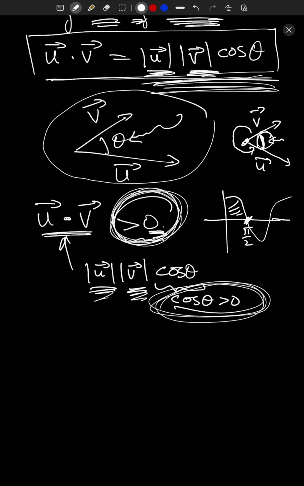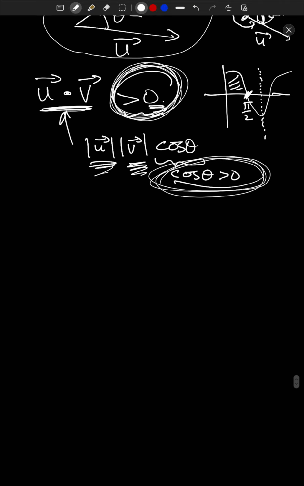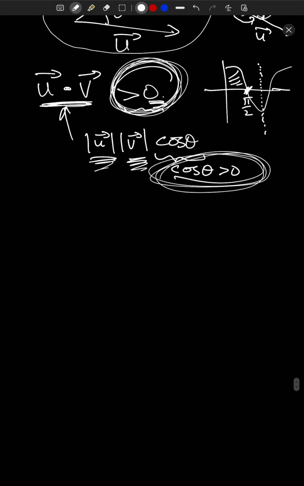Okay. In any case, that means that when I draw this picture, the only relevant parts are the ones to the left of this dotted line, because our angle is always going to be between 0 and pi. So if u dot v is bigger than 0, then the angle between the two vectors is not too big. Seems perhaps not too useful, but it can be useful.